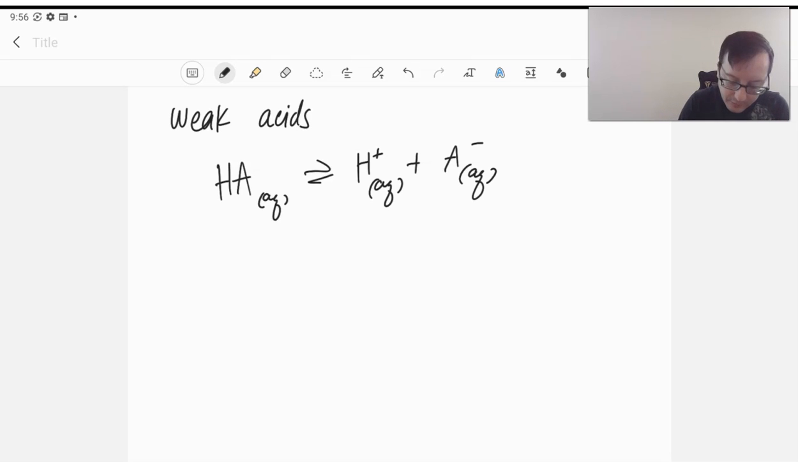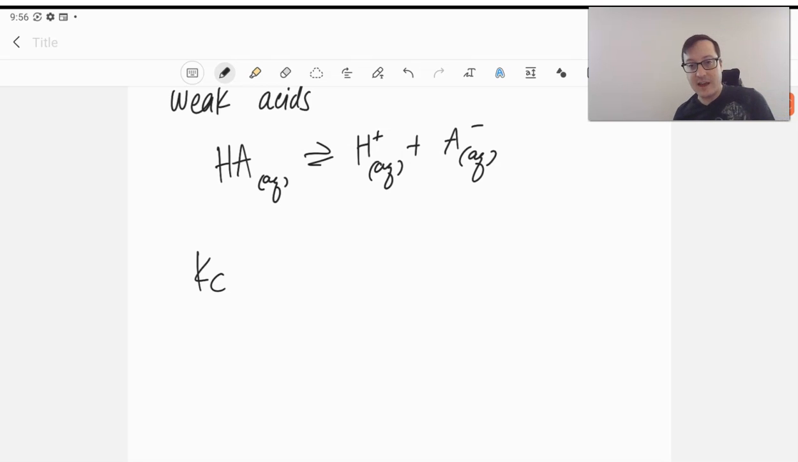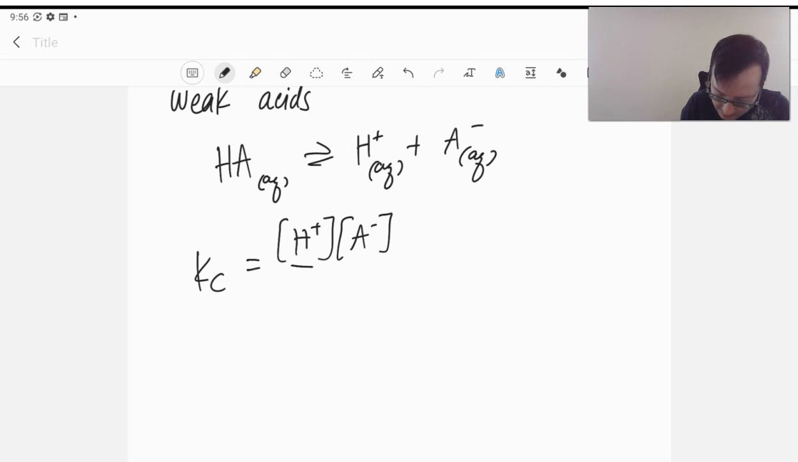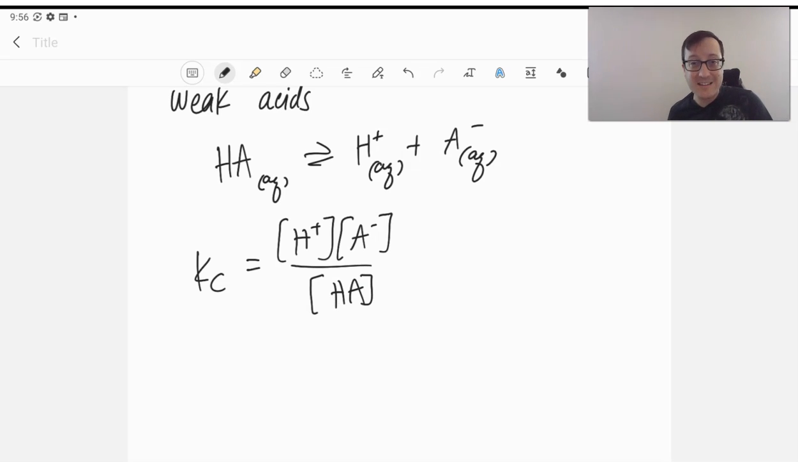And we're going to see that if we establish the Kc for this, it will be H plus times A minus over HA. This is assuming what is called a monoprotic acid, although that is something we'll talk about later. So an acid with one proton. Again, we can say HA and A minus as whatever we want.